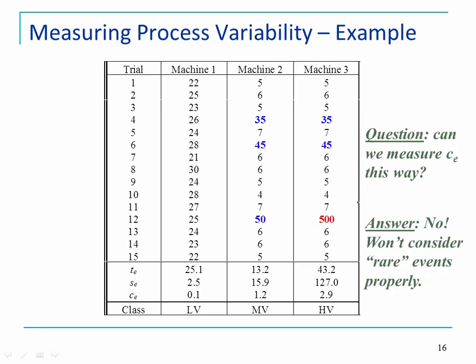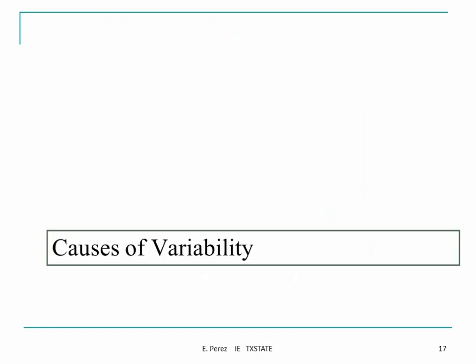So the answer is no. We will consider our rare events properly. So as it is right now, with the tools that we have, we might end up making a wrong conclusion, because the analysis right now is not considering the probability of having these rare events. So we need to go a step further in terms of adding more concepts to be able to account for the variability in the right way. Okay, so that's what we're going to start doing now.